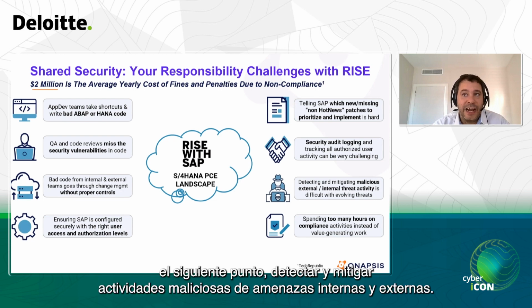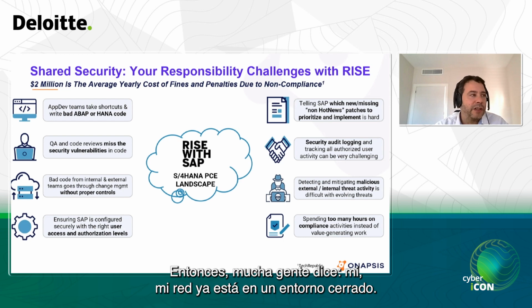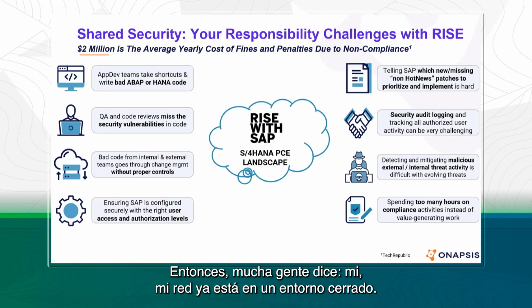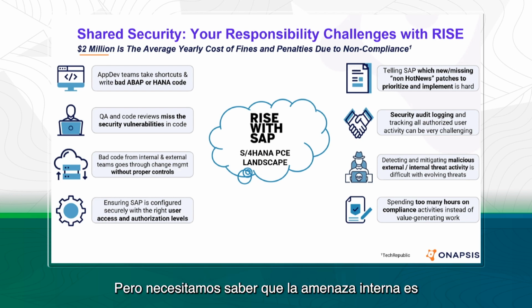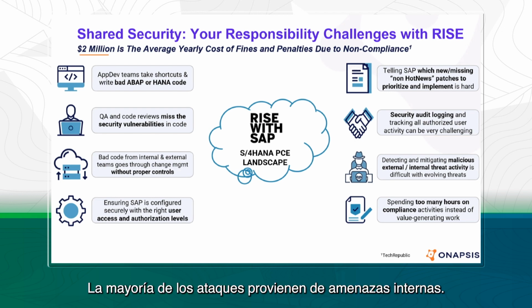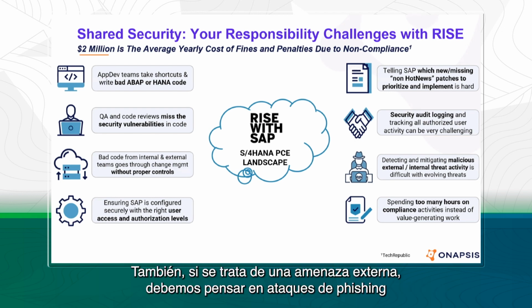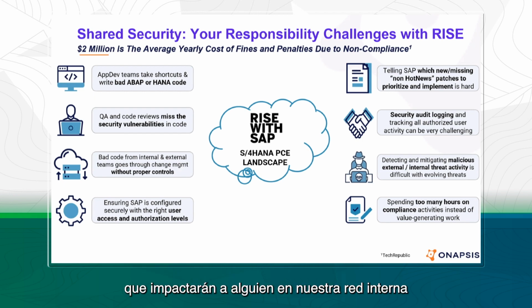And that's the next point, detecting and mitigating malicious external and internal threat activity. A lot of people say my network is already a closed environment, nobody's accessing it, but we need to know that internal threats are more than 50% of the threats in our companies. The majority of attacks come from internal threats. Also, if it comes as an external threat, we need to think about phishing attacks, which will hit someone in our internal network, and afterwards they will get access to our network. And from our network, they will get access to our SAP.